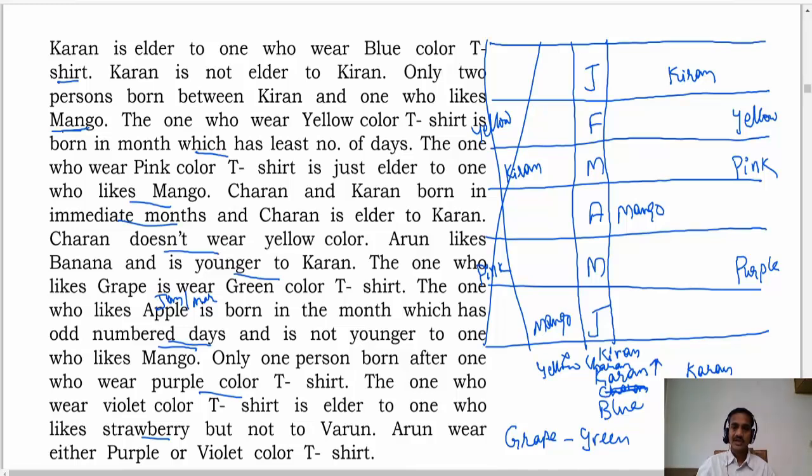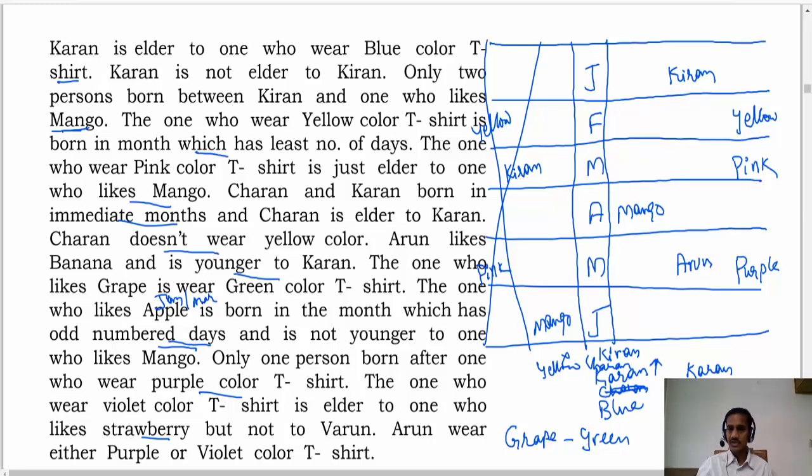Now strawberry is elder to Varun. The one who wears violet is elder to strawberry, but not to Varun. Violet is elder to strawberry. Arun wears either purple or violet. Now Arun is lesser than Karan, isn't it? Hence Arun is at this place.